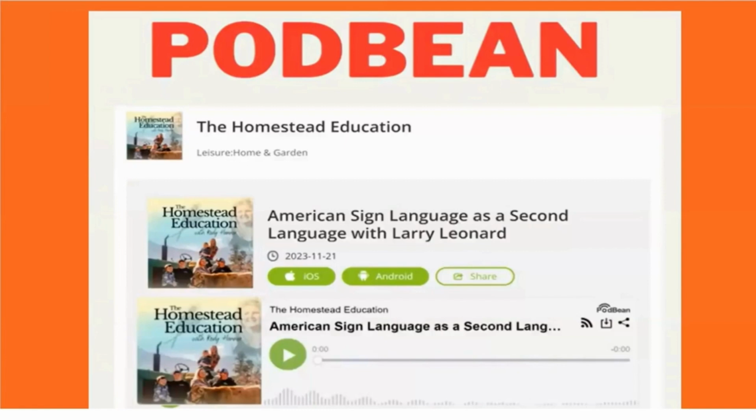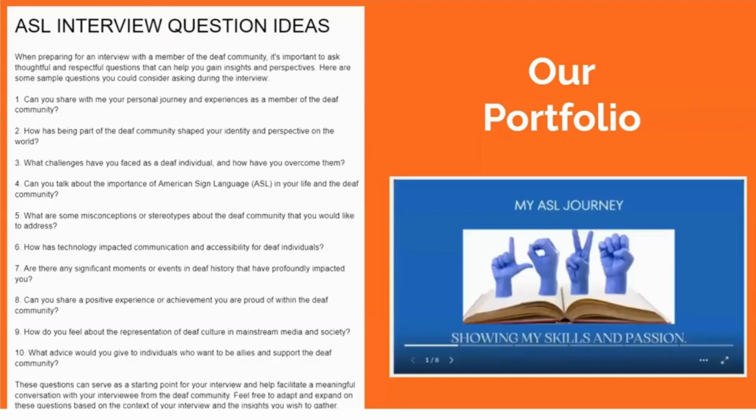We showed them this Podbeam that was created by a family. It's called the Homestead Education, and it gave the history of American Sign Language. So it introduced them to Podbeam. It allowed them to see how someone else used it, but then it also gave them ideas for using it themselves. This was the culminating activity, that portfolio on the right, but then also these are the questions that the students helped the American Sign Language teacher and I come up with.